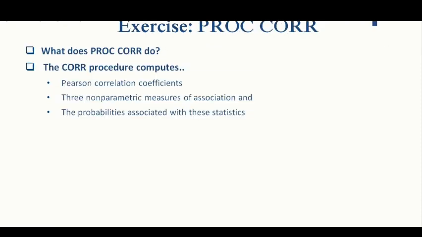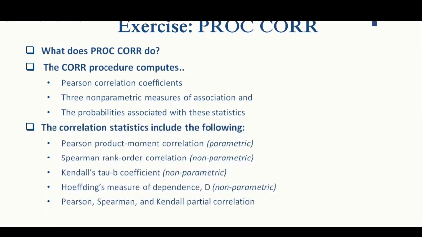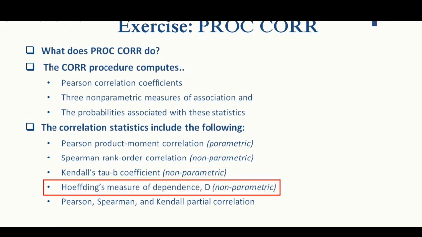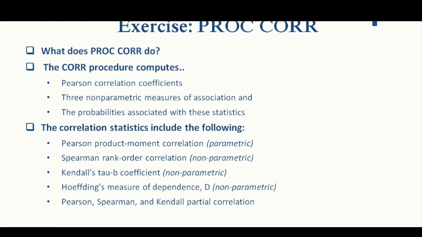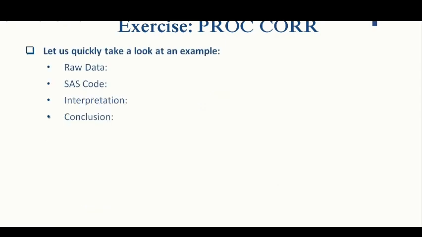So in SAS, PROC CORR is used to compute the correlation coefficients, and it also computes 3 non-parametric measures of association and probabilities associated with these statistics. So there is Kendall's tau, Hoeffding's measure of dependence, Pearson's, Spearman and Kendall's partial correlation. They go into the case of qualitative and multiple variables. So let us quickly take a look at an example with the help of SAS code.